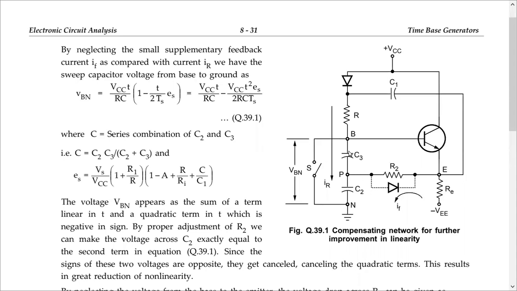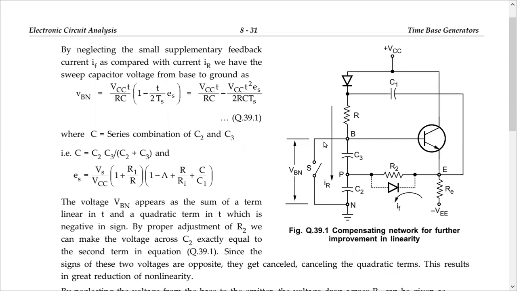Now we are taking two capacitors, C3, C2, and from the junction of the two capacitors to this point, additionally, we are taking a resistor R2. So these are the modifications that we are doing. Now, when we do these modifications, what happens here?